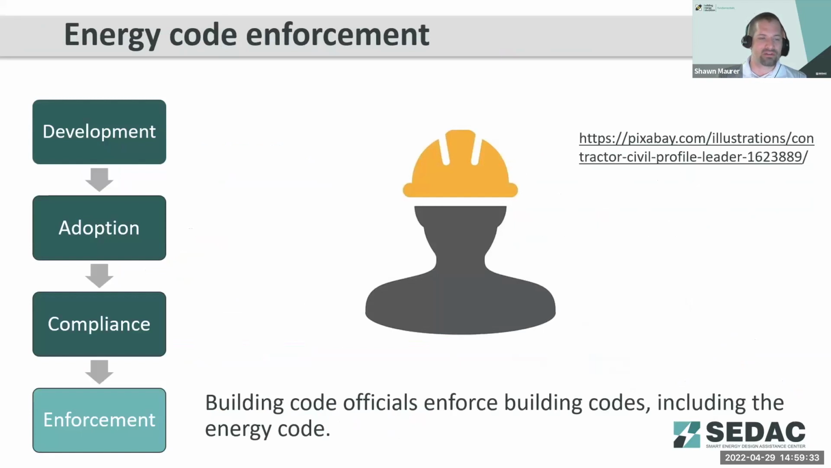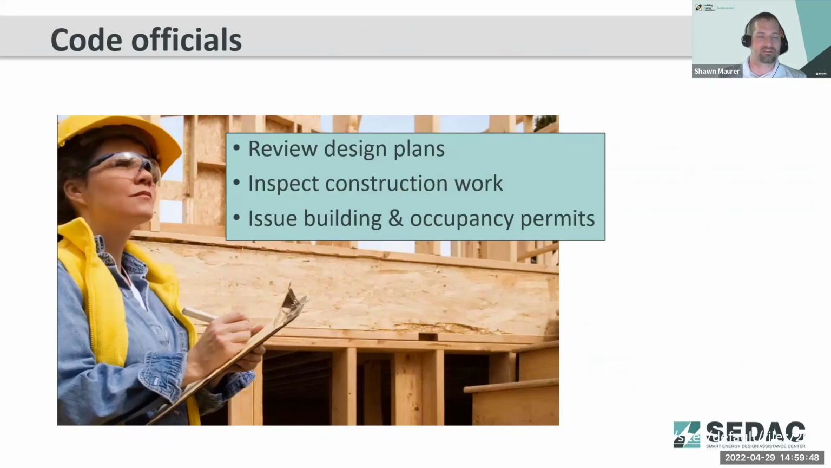And then moving into how do we enforce the building code? That's where building code officials and authorities having jurisdiction are involved and need to understand what the minimum requirements of the Energy Code are. So code officials are going to be reviewing design plans, inspecting construction work and the process of putting the building together. And then at the end of the project, they're going to be issuing those occupancy permits and construction completion permits for the project.